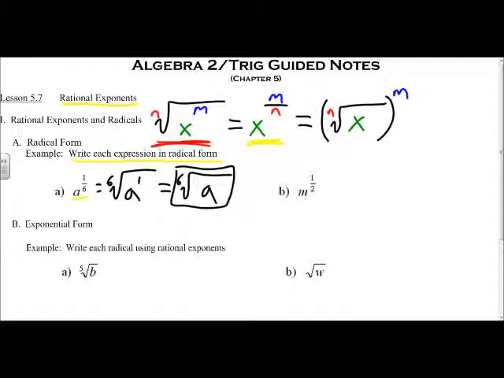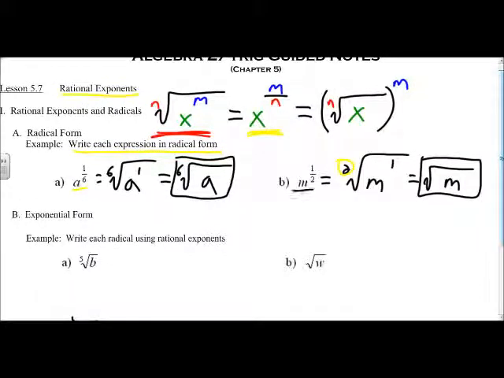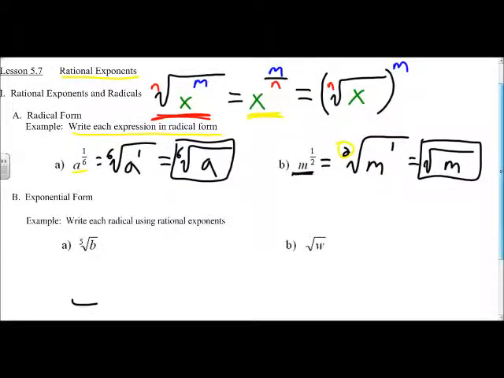Similarly over here we have m to the 1/2 power. Now m to the 1/2 power would be again like saying m to the first power with the radical of an index 2. Now in this case, that 2 index, remember, just means that it's a square root, and that 1 power we don't need to include. So this one just becomes the square root of m. So anytime that you have anything to 1/2 power, it's the square root of that number.